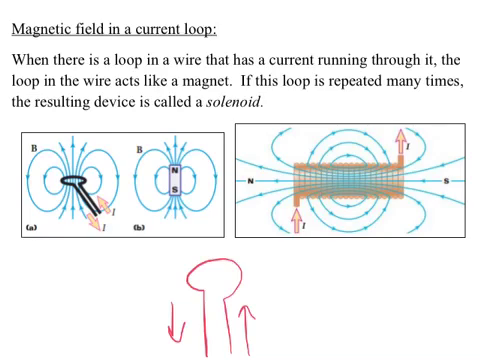So if I were to draw the magnetic field, and I'll draw that in blue, it'd be coming out of the board like this inside of the loop, and then into the board when it's on the outside of the loop. Again, because of the right-hand rule.